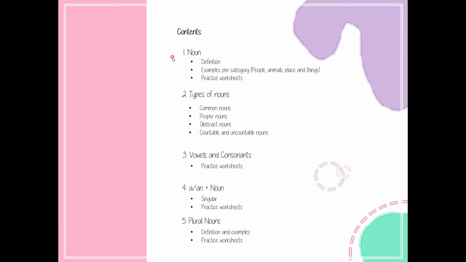Hi everyone, I would like to share the supplementary materials I personally created.